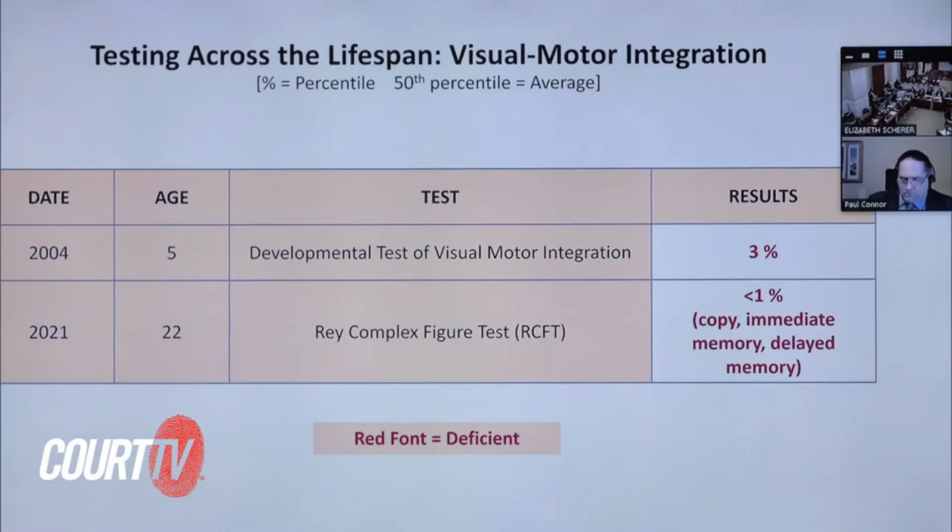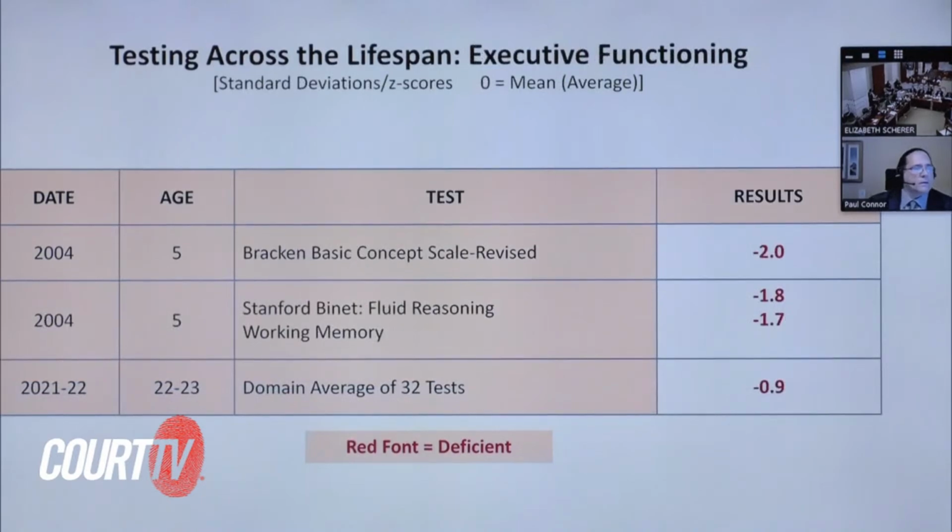And what about executive functioning as indicated by testing throughout his life? Yeah, again, there was some early executive function testing that was done when he was 5 years old, where he was functioning at the mildly to moderately impaired range, 2 standard deviations below the mean. Also at age 5, there was one aspect of that Stanford-Binet IQ test had to do with fluid reasoning and working memory. Both of those were in the impaired range.